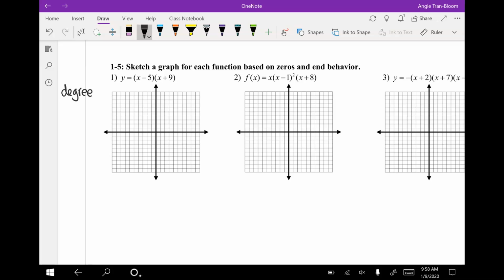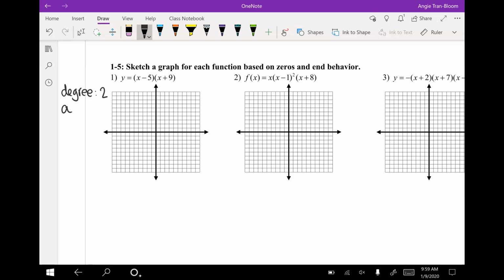How do you know it's 2? If I were to ask you, FOIL this out, what's the highest exponent? 2. So that's a degree 2. Is that even or odd? That means you go either this way or this way.